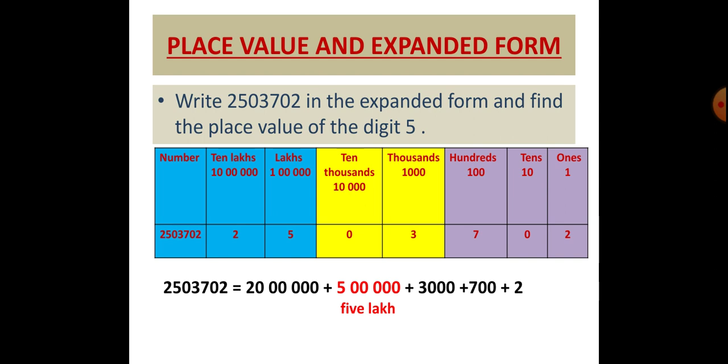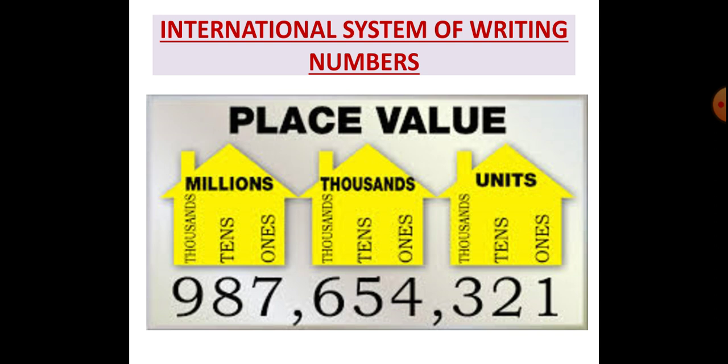Now let us do one more example. 25,03,702. We will write this in expanded form and we will find the place value of the digit 5. In expanded form, 25,03,702 is written as 20 lakh plus 5 lakh plus 3,000 plus 700 plus 2, and the place value of digit 5 is 5 lakh.